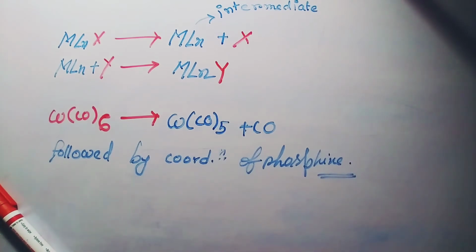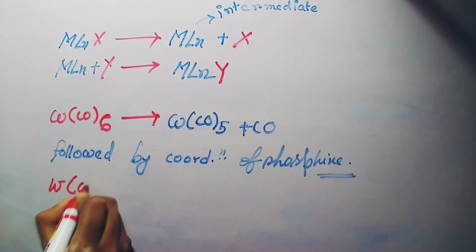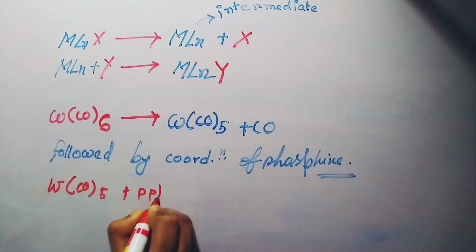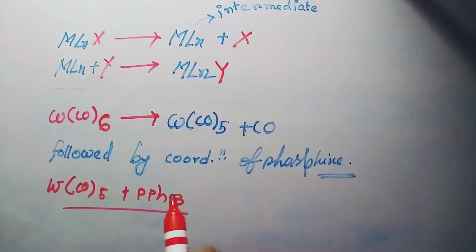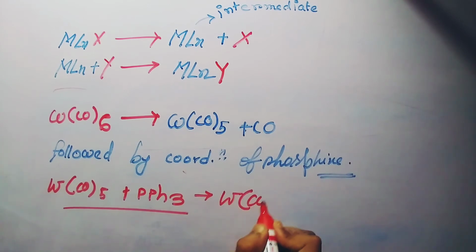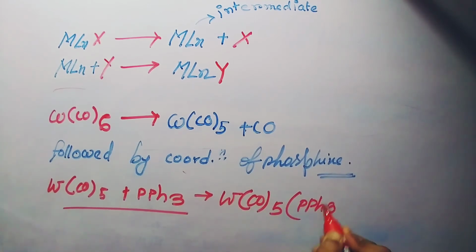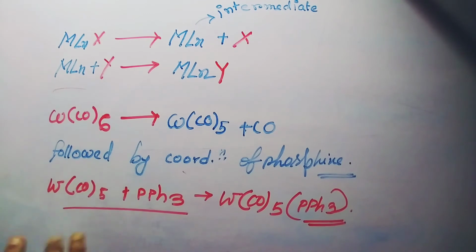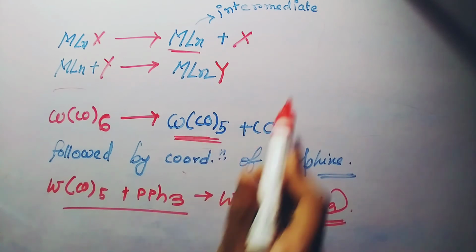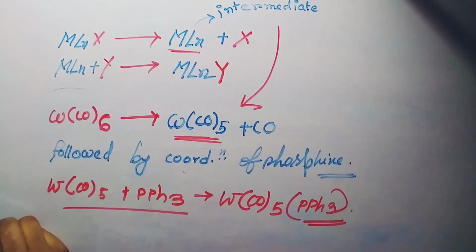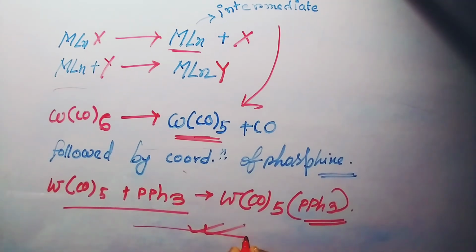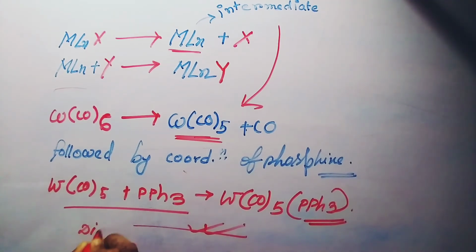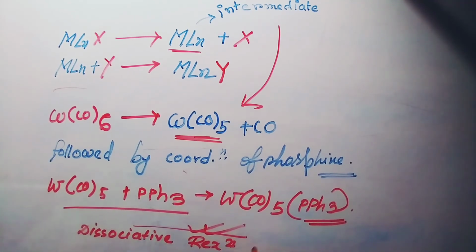Okay, so it will be the reaction. The reaction will be W(CO)5 plus PPh3, then what we get? W(CO)5PPh3. And here, what will be the intermediate here? Okay, this is the intermediate. And so this is the dissociative reaction mechanism.